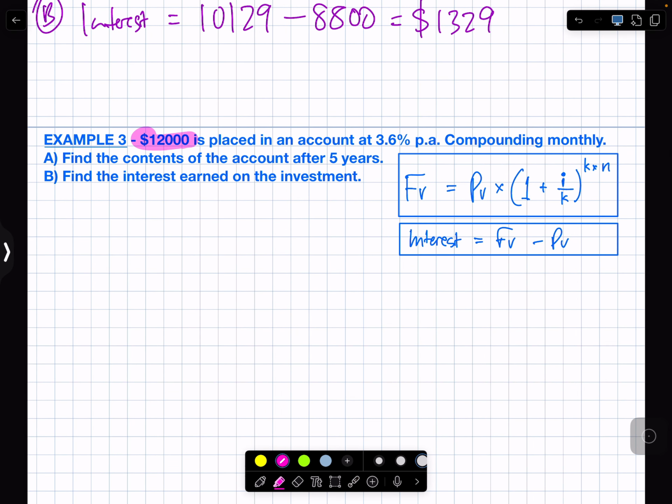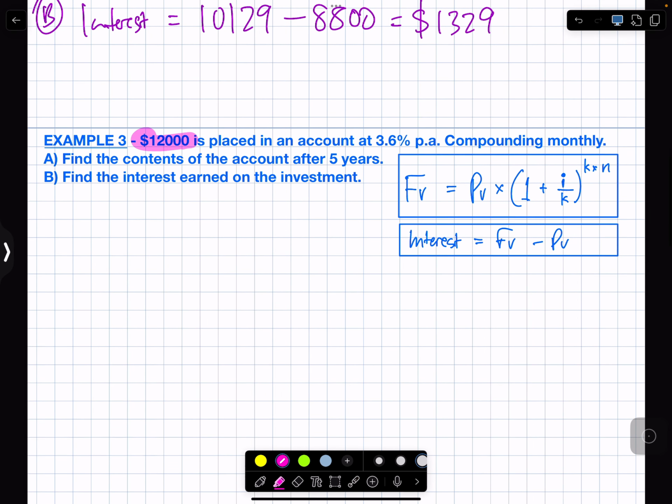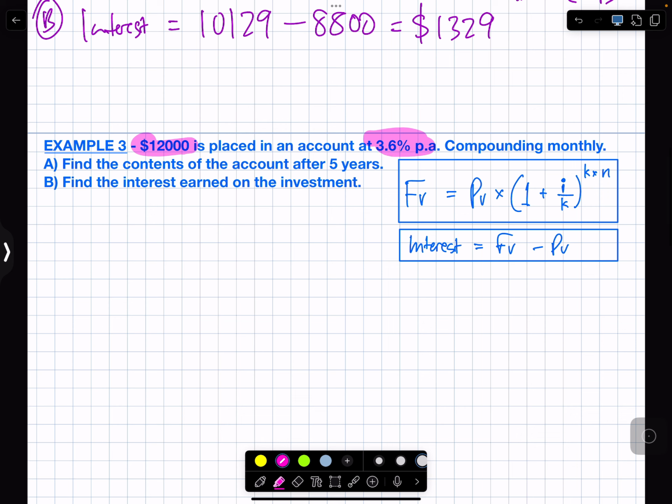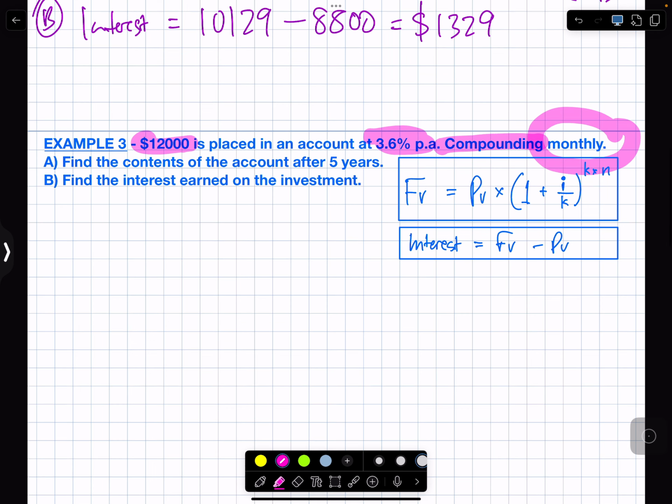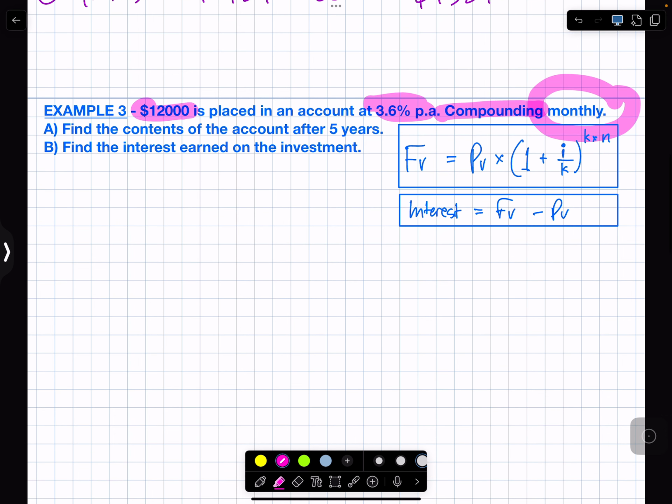I'm putting 12 grand in an account. It's at 3.6% per annum. Compounding interest, but this is what's different. Compounding monthly. So what's K going to be? How many months are there in a year? 12. That's the only difference. So I don't know why someone decided that year 10 kids can't handle it. Find the contents of the account after 5 years.